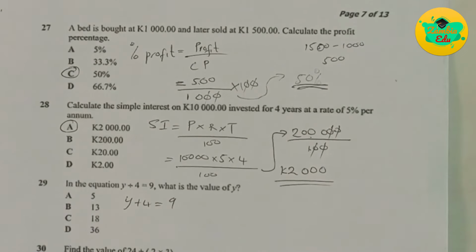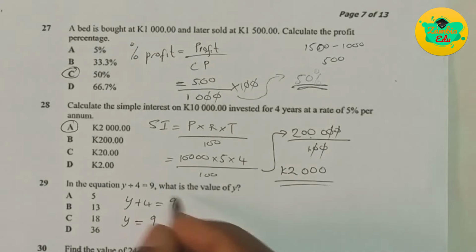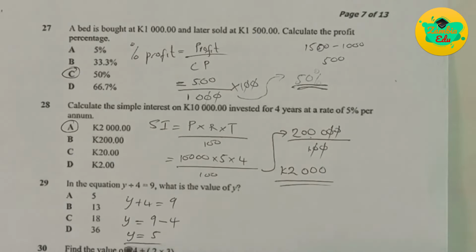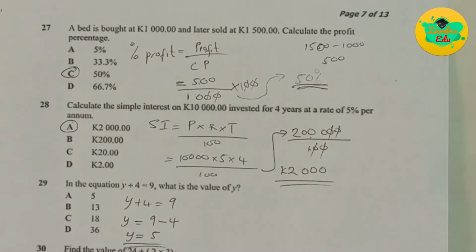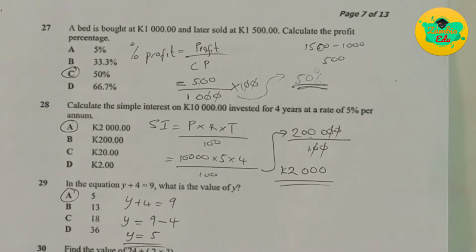Y plus 4 is equal to 9. Y is equal to 9. 4 crosses the equal sign and becomes negative 4 when we group the like terms. So y is equal to 9 minus 4, which is 5, giving us the value of y being equal to 5, and we see that on option A. So for question 29, the answer was A.